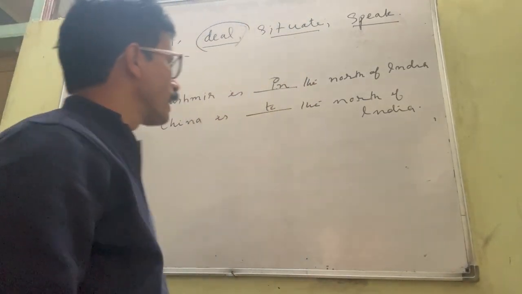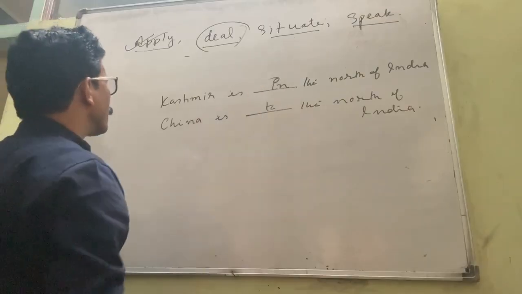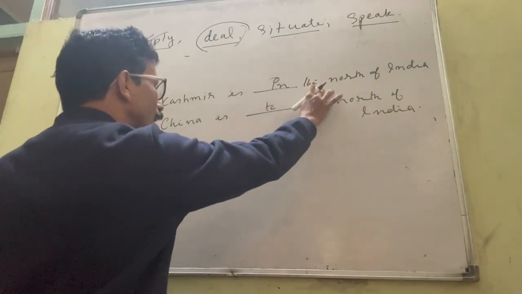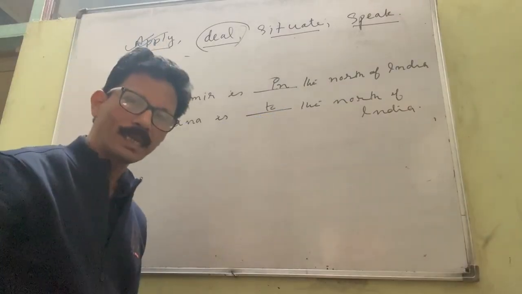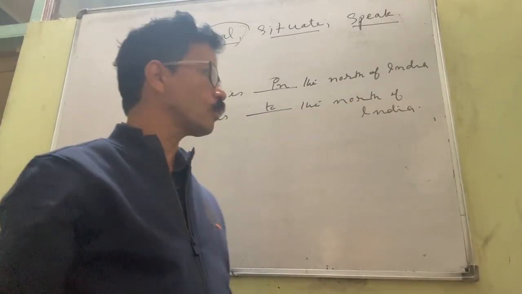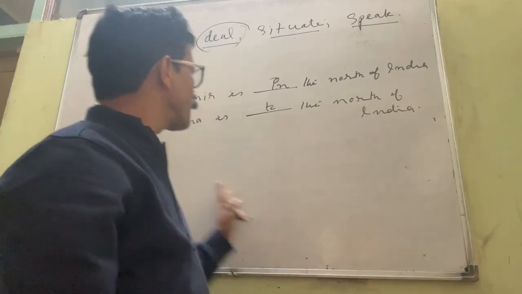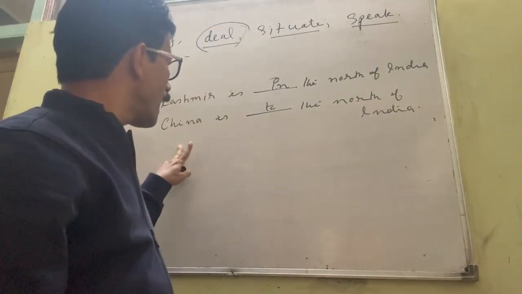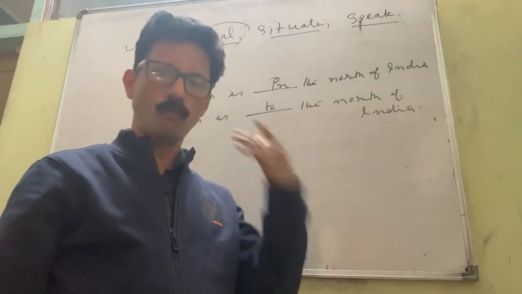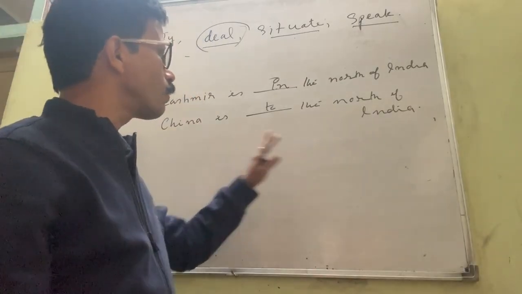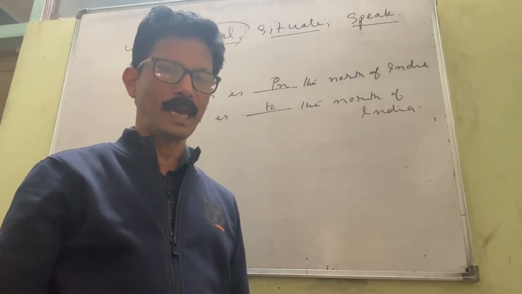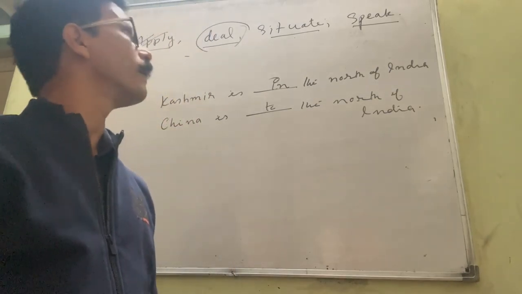Excuse me for the mistake I committed here. Kashmir is in the north of India because Kashmir is situated within the country but in the northern part of the country, and so we have used situate in. But look at the second sentence. China is not within our country, it is outside. It is of course on the north but outside the boundary. This is the basic difference between situate in and situate on.